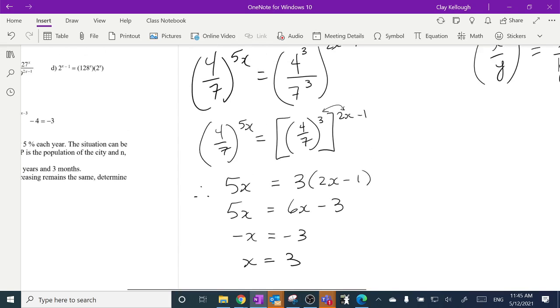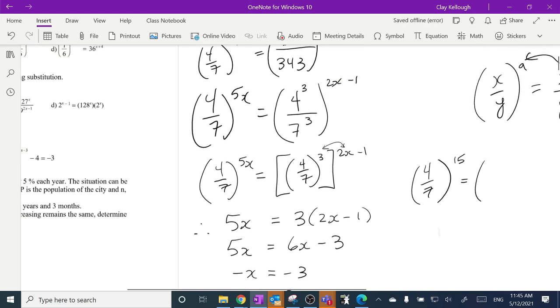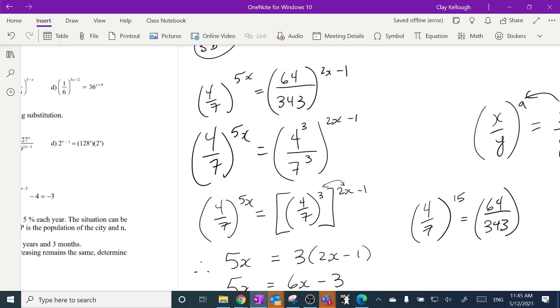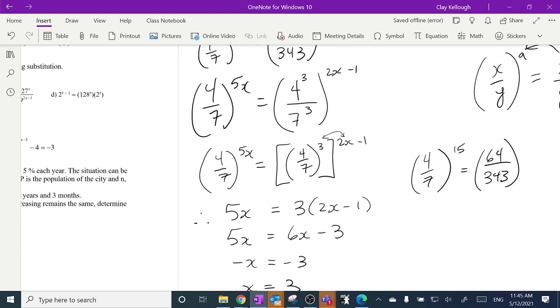And you can do a check if you want to. By all means, you could, if you were allowed a calculator. Obviously, on this test, you're probably not going to be allowed a calculator. But if you have access to a calculator, (4/7) to the, what's 5 times 3? To the 15 should equal the exact same thing in your calculator as, what was it? 64 over 343 to the power of, so that'd be 2 times 3, 6 minus 1 is 5. So there you go. Punch those two things in your calculator. They should exactly be the same thing.